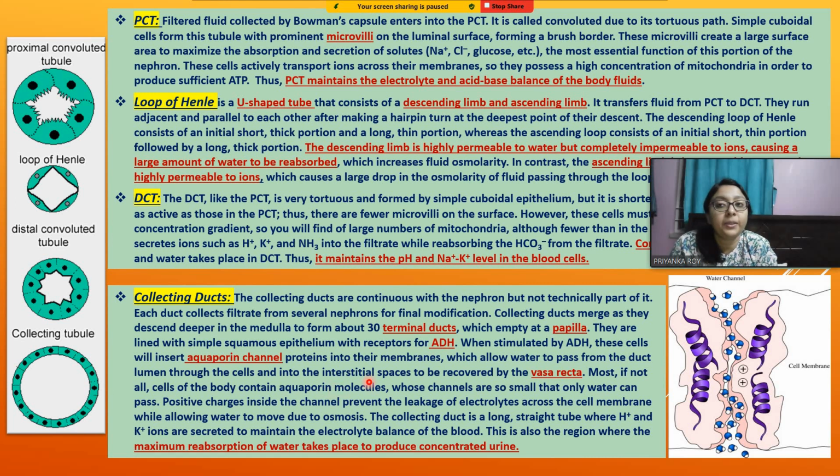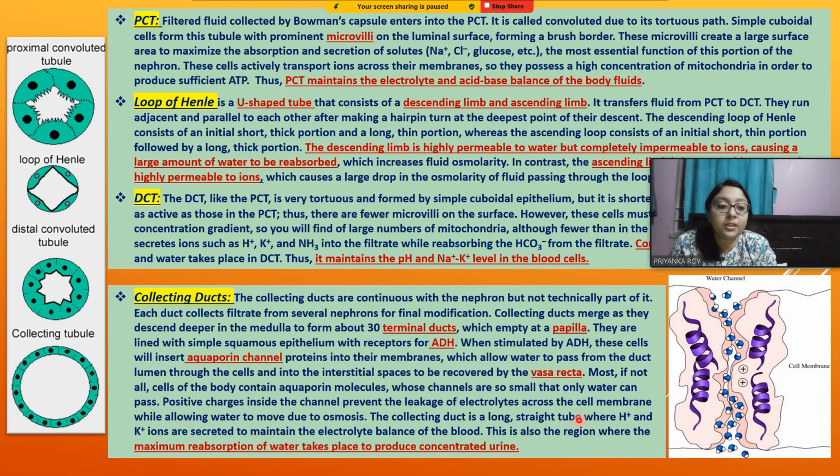Vasa recta is nothing but the network of capillaries surrounding the renal tubule, the peritubular capillaries. Mostly the cells contain aquaporin molecules. They are so small that only water can pass through them, and like the name suggests, they are known as water channels as well.